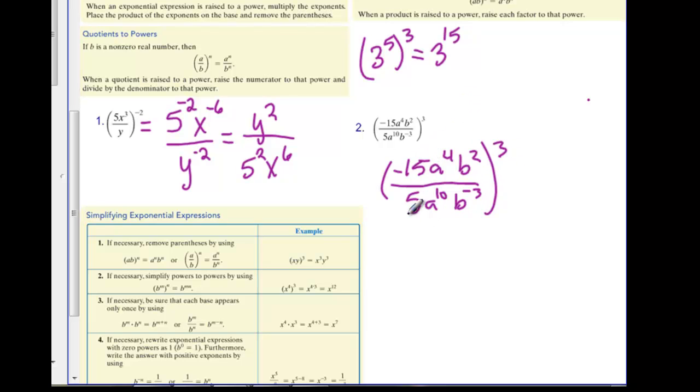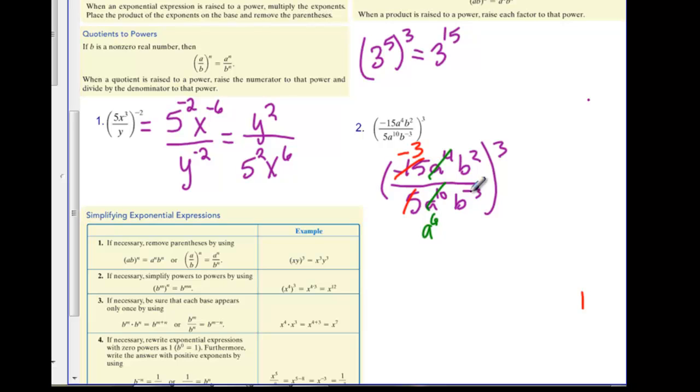So I'm going to rewrite it real quick. How about if I reduce the numbers first? What do I get? The 5 goes away, 5 goes into 5 once, 5 goes into negative 15 negative 3 times. And then for the a's, I can either do a to the negative 6 on top or a to the 6 on bottom. Either one's the same. If I do 10 minus 4, that's going to give me a to the 6 on bottom. So I'm going to get rid of that and make this a to the 6.